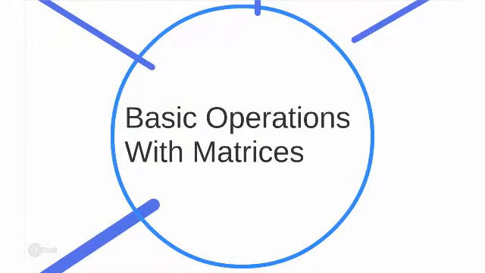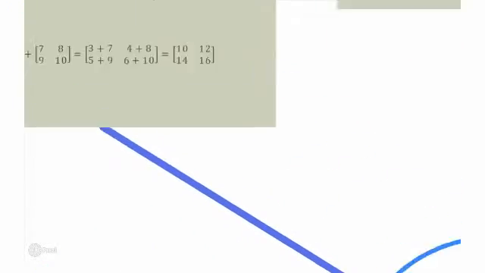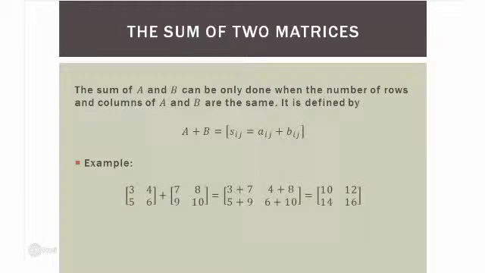What can we do with a matrix? Well, here are some basic operations that we can use. So the sum of two matrices. The sum of A and B can be only done when the number of rows and columns of A and B are the same. It is defined as such.